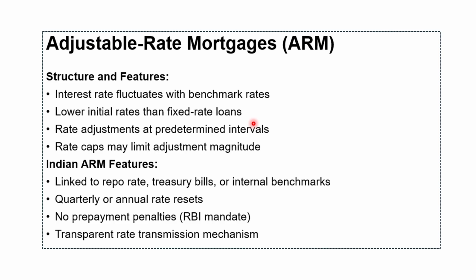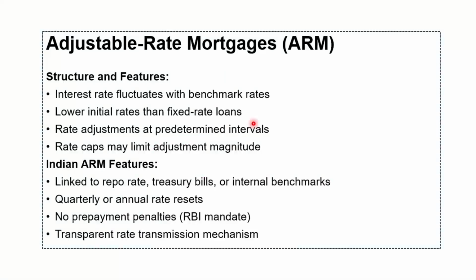So RBI also fixes that there are no prepayment penalties, which is not the case with fixed rate instruments. So on fixed rate loans, penalties can be imposed by the lending parties, but in the case of adjustable rate mortgages, it is not possible. RBI strictly prohibits that. So no penalties. You can prepay your loan. So this structure works best when rates are high and expected to decline, or when borrowers can handle payment variability in exchange for potentially lower long-term cost.